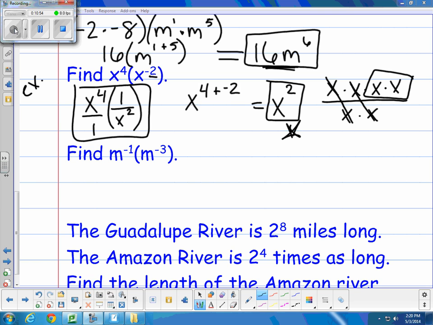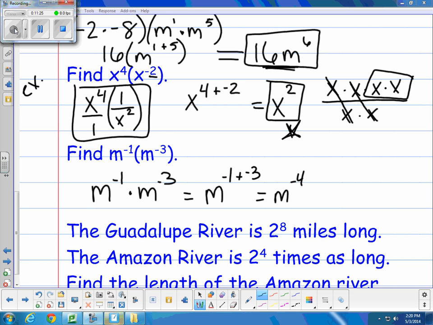So here we are with one more just regular multiplying the products of powers together. I'm going to multiply my m to the negative 1 times my m to the negative third. Just like my rule, I know that when I'm multiplying powers, I really just add my exponents together. So I have a negative 1 plus a negative 3. Obviously, that is a negative 4.